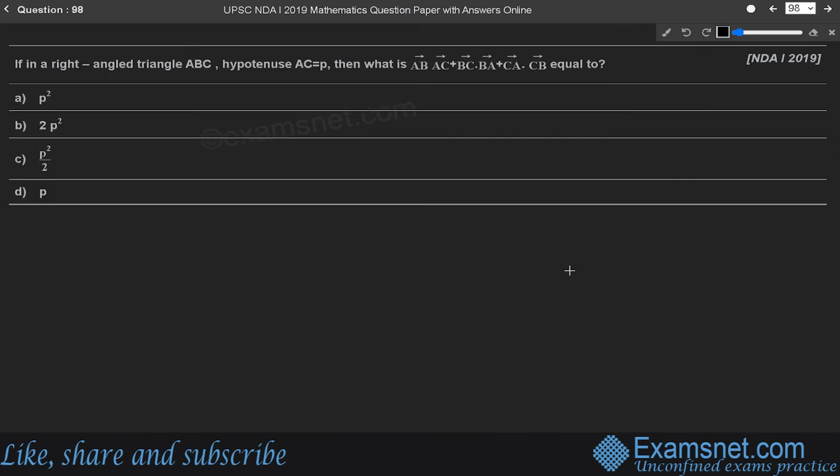Next question is, in a right angle triangle ABC, hypotenuse AC is equal to P, then what is AB vector dot AC vector plus BC vector dot BA vector plus CA vector dot CB vector equal to? Question says about right angle triangle. It means that, let us first draw the diagram. Let this be the right angle triangle ABC.